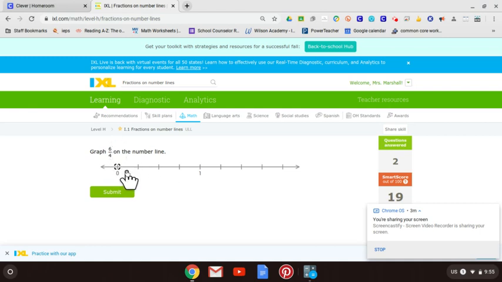So I want 6. So I have 1, 2, 3, 4, 5, 6. And I would put that here, okay? Good, because I could also write that as 1 2/4 or 1 1/2. Okay, so hopefully you get the idea for that.